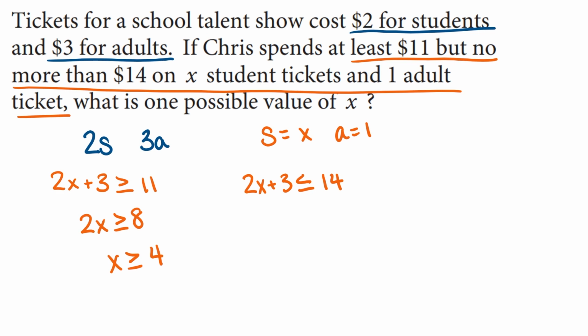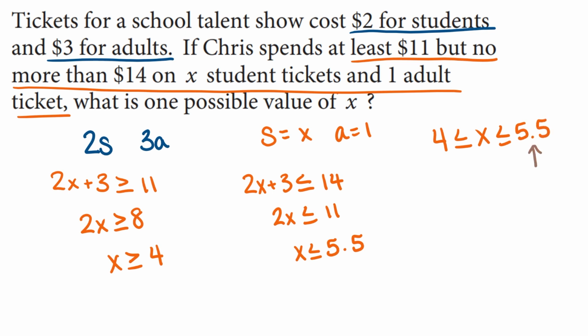And now let's look at our right inequality. Subtract 3 from both sides, and you get 2x is less than or equal to 11. Divide by 2, and x is less than or equal to 5.5. Something to keep in mind, we know that x is greater than or equal to 4 and less than or equal to 5.5. So we have something like this: 4 is less than or equal to x, which is less than or equal to 5.5.